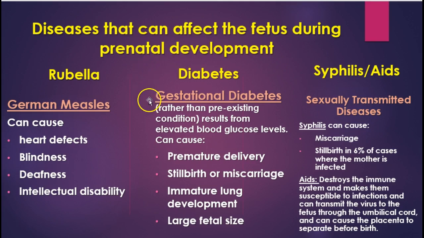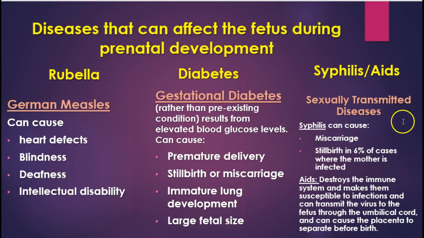Diabetes, commonly known as gestational diabetes during pregnancy. This is where the mother develops diabetes during pregnancy, which is elevated blood glucose levels, which can cause premature delivery, stillbirth, or miscarriage, immature lung development, as well as large fetal size, oversized babies at birth.